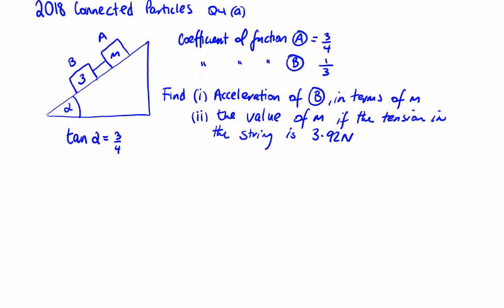The coefficient of friction between A and the plane is 3/4, so along here. And the coefficient of friction with B and the plane is 1/3, so a bit of restriction here. The system is released from rest. Find the acceleration of B in terms of m and the value of m if the tension in the string is 3.92. Okay, let's deal with m first.